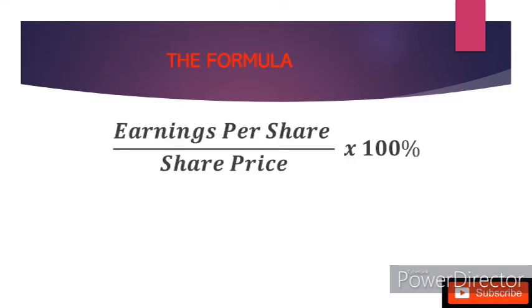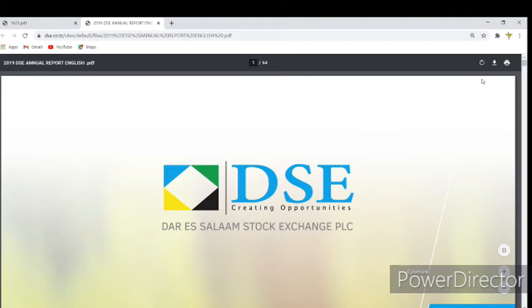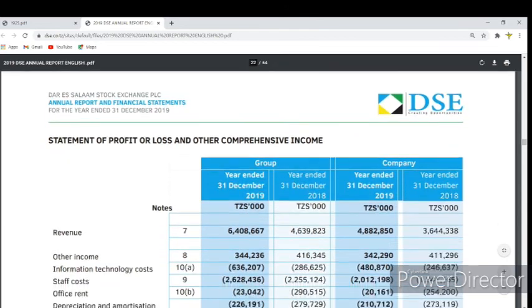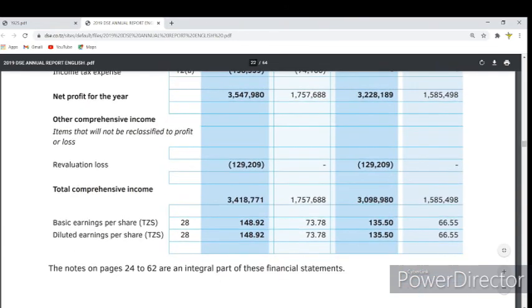So here's the formula for the earnings yield. We first take the earnings per share, divide it by the share price, and multiply it by 100%. So then let's see how we can use this on an actual company. All right, ladies and gents, here we all are in the annual report for the DSE, the Dar es Salaam Stock Exchange, as of the financial year of 2019. The reason we've opened this annual report is so that we can figure out what the earnings per share was, as of the latest annual report released by the company.